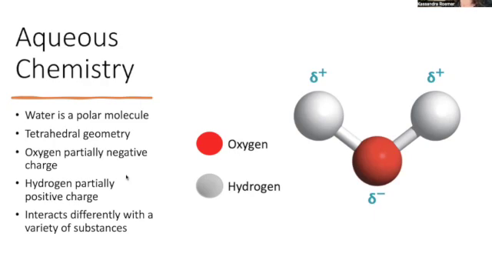It has a tetrahedral geometry, so in its three-dimensional shape. Right here, it doesn't really look like tetrahedral, but in its three-dimensional shape, with its lone electron pairs, it is tetrahedral. Oxygen carries a partially negative charge, and hydrogen carries a partially positive charge. This is important because we know water can form hydrogen bonds with a variety of substances and interact with other polar substances.